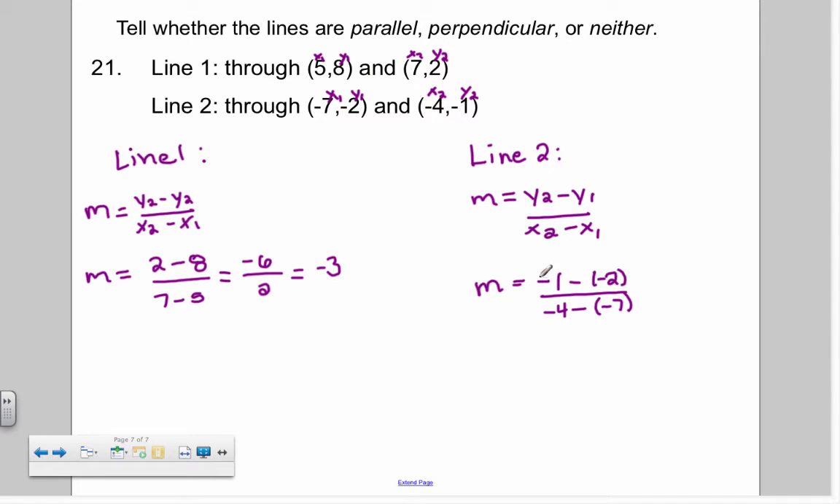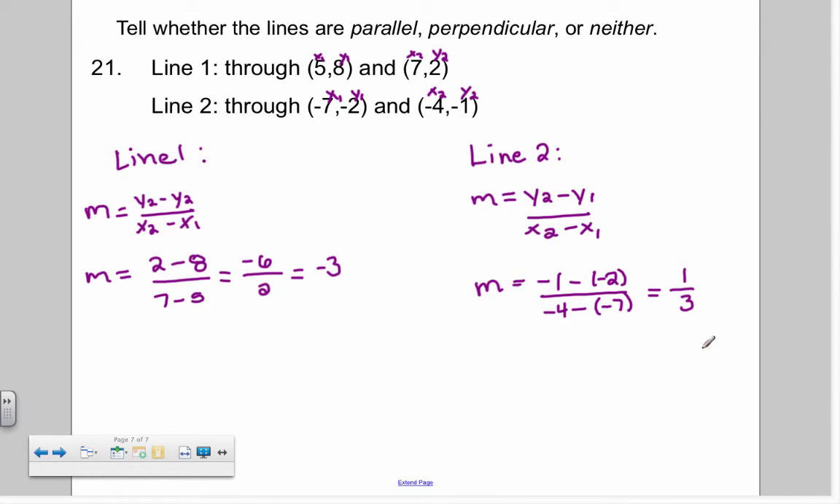If I do my calculations, 1 minus a negative is really like plus here. So negative 1 plus 2 gives me a positive 1. And then down here I have minus a negative, so that's really like plus. So negative 4 plus 7, that gives me a positive 3.